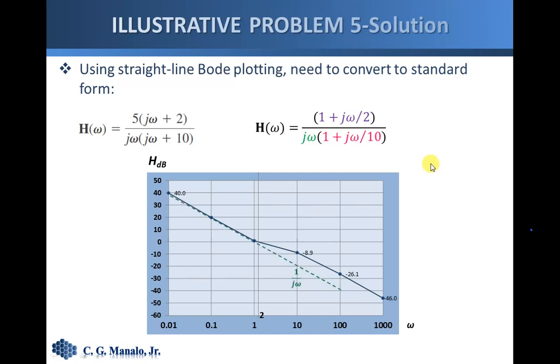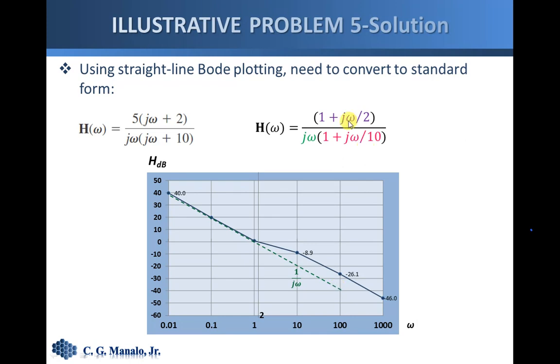For the pole at the origin, well, we know that this makes a negative slope of negative 20 dB per decade, and it passes through omega equals 1 radians per second with a value of 0 dB. Okay, so this is the straight line Bode plot of the pole at the origin.